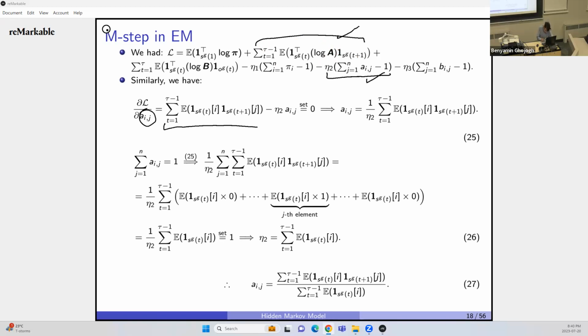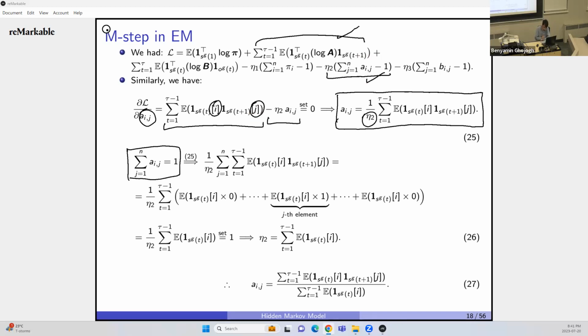Therefore, it gives me the summation of expectation, only the ijth element, 1 SGT I, 1 SGT plus 1 J, right? Do you agree? And also, this term's derivative is minus eta 2 Aij. If I set it to 0, it gives me this. Again, I want to find this dual variable. I have a constraint, this constraint I had. So I put this equation 25 in the constraint that I had.